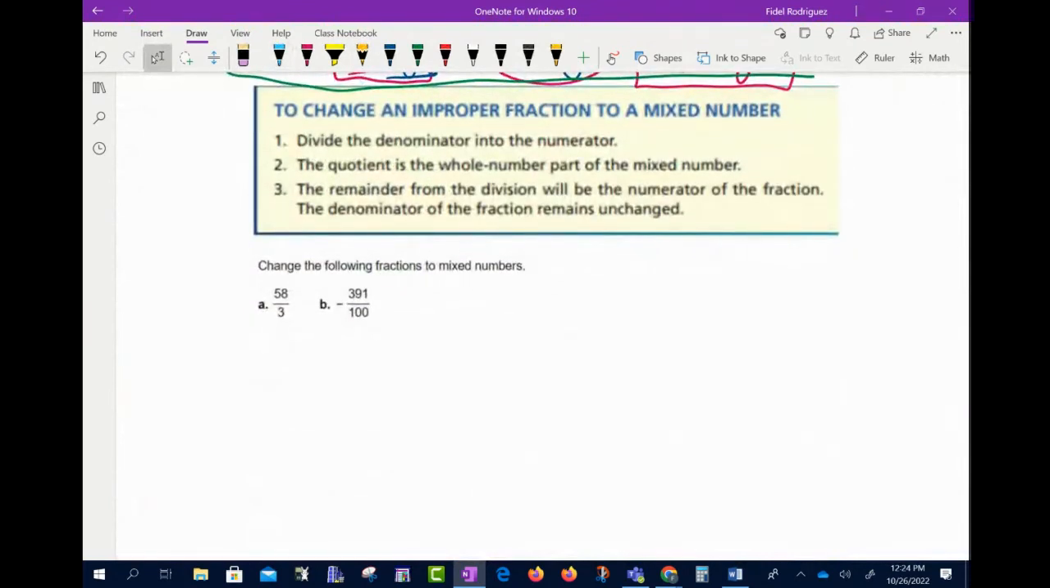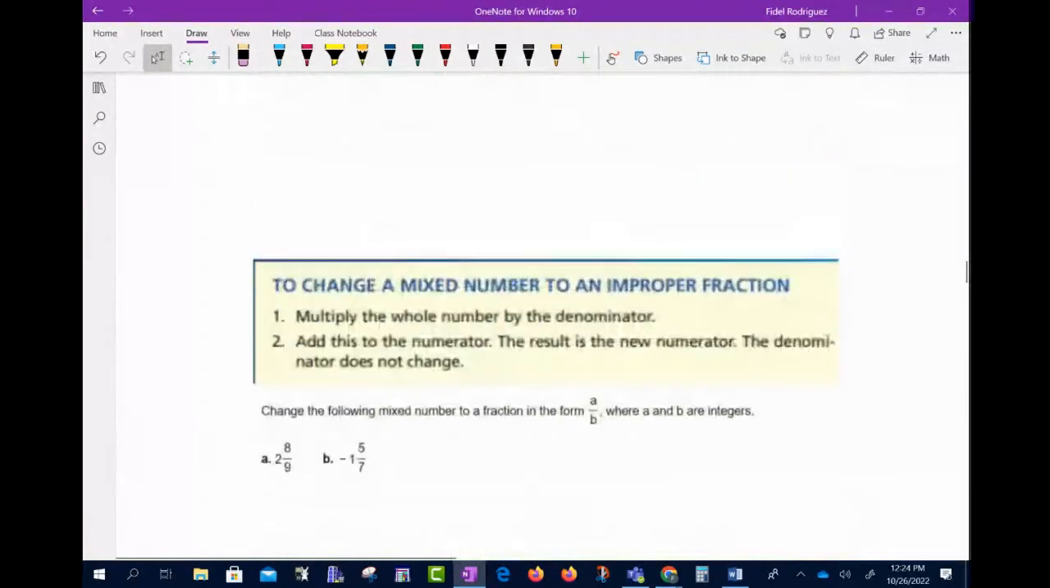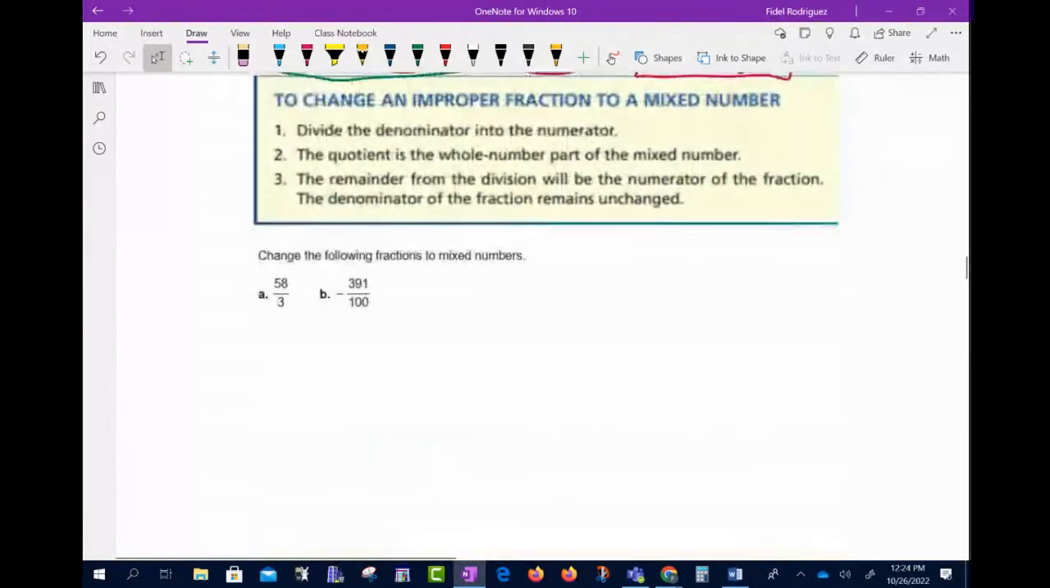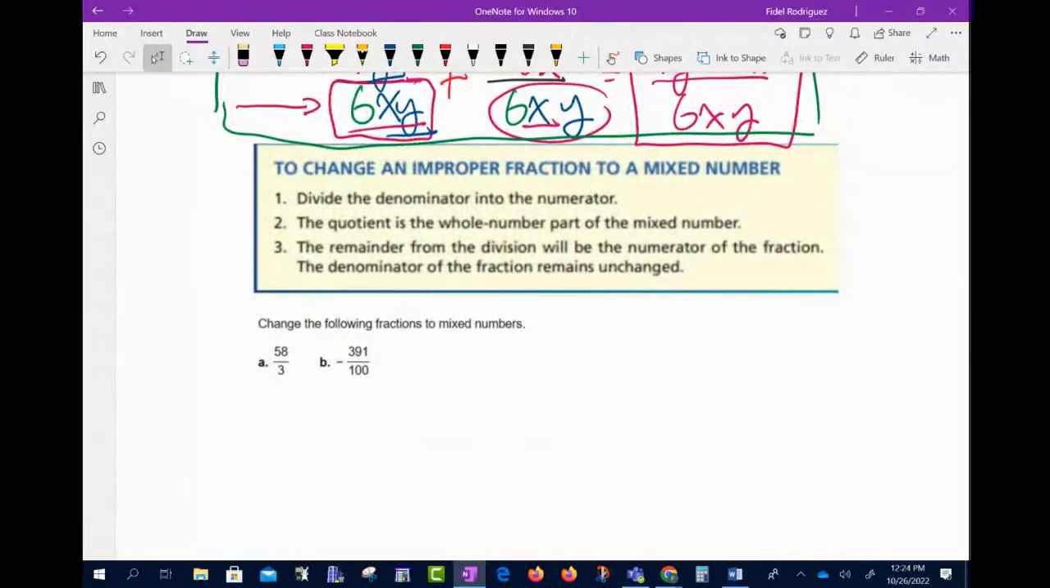I want to do these two problems, and then we'll come back and do parts E and F. So what we're doing here, y'all, we're going to change our improper fractions to mixed numbers. So in case you forgot, what is an improper fraction? An improper fraction just says the number on the top, y'all, is going to be bigger than the number on the bottom. So we noticed here 58, yeah, it's a lot bigger than 3.